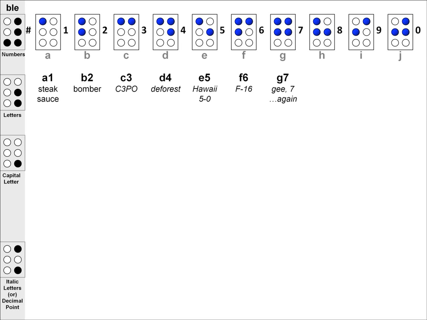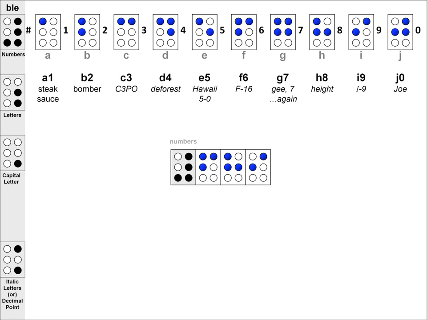H is 8, and if you spell those out, you get the word height. I is 9, and in California there is a proposed interstate called I-9, so let's use that. J is 0, or O, so we could think of J and O as the name Joe. There we go. That's all the letters A through J and their corresponding numbers.